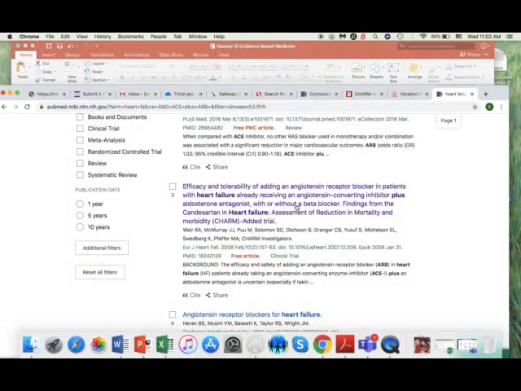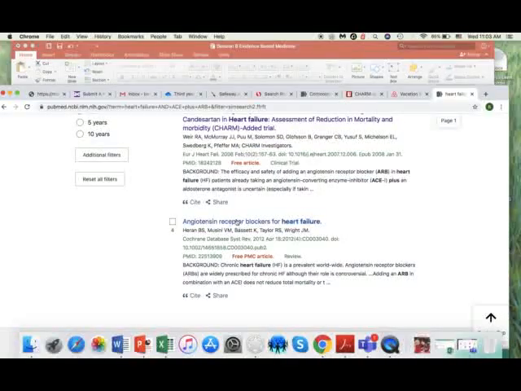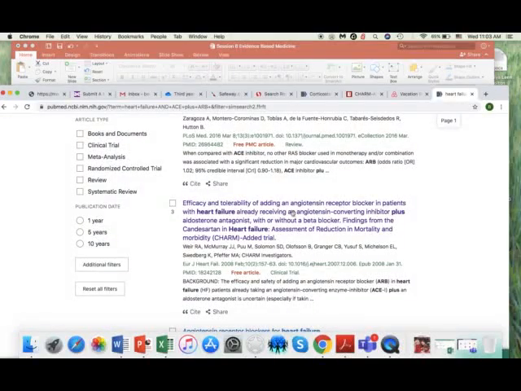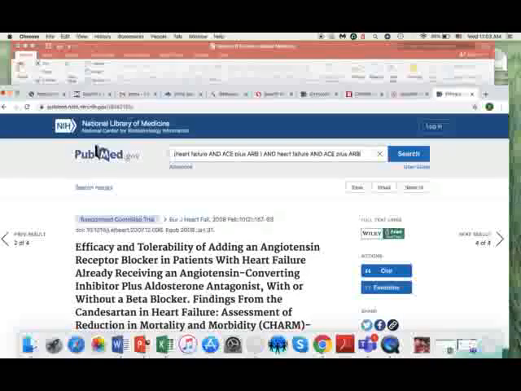This one here is efficacy and tolerability of adding an ARB, or an angiotensin receptor blocker, in patients with heart failure already receiving an ACE inhibitor. So that's exactly what we want. This one here is ARBs for heart failure. Okay, that's fine, but we really want something that specifically asks, should we add it? So this is a great article for that, and this actually is a really famous study that was done.